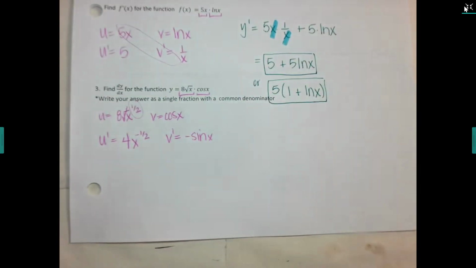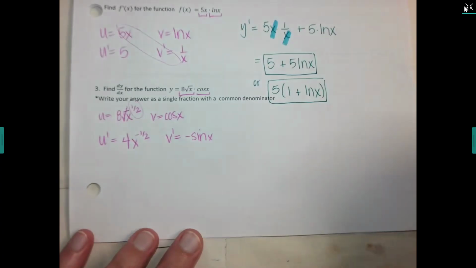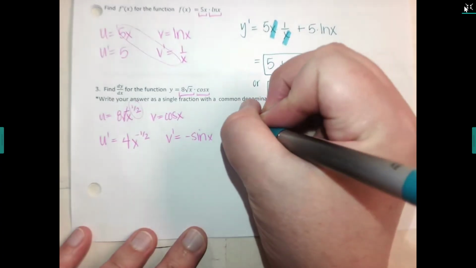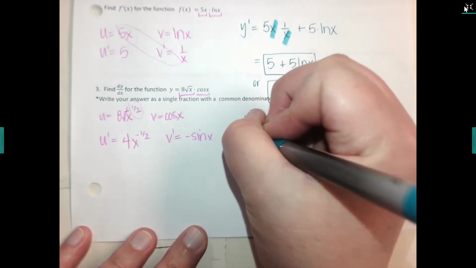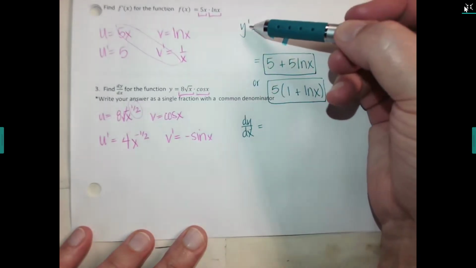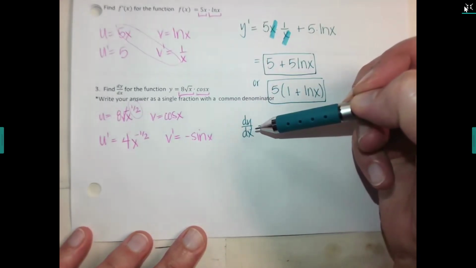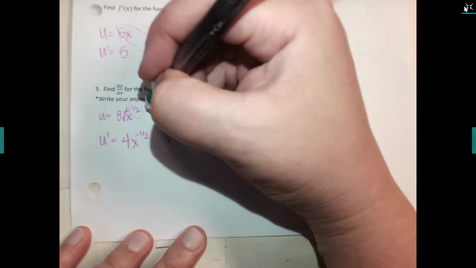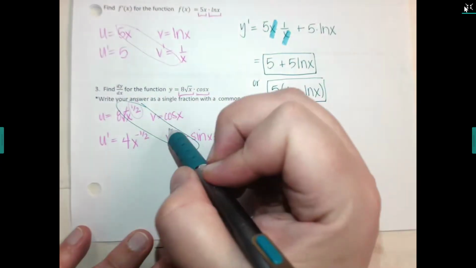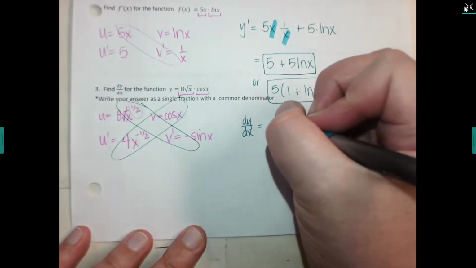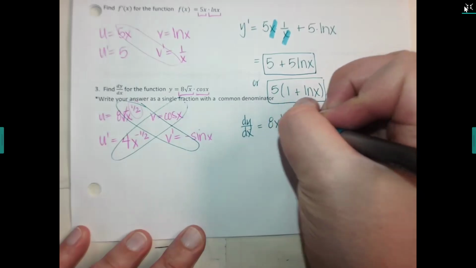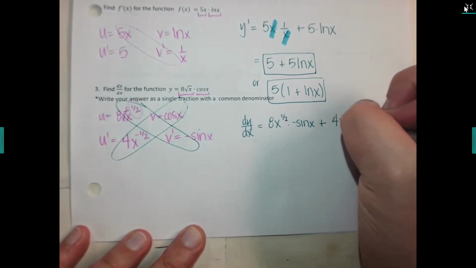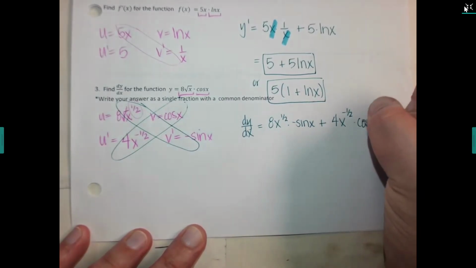And then we're going to write our derivative. Now, for this derivative, instead of calling it y prime, which is still correct, I'm going to call it dy dx. Okay, and the reason why is that I want you to get familiar with the fact that y prime and dy dx are the exact same thing. Both of them mean you took a derivative. So we're going to do this plus this. So I'll have 8x to the half times negative sine x plus 4x to the minus a half times cosine x.